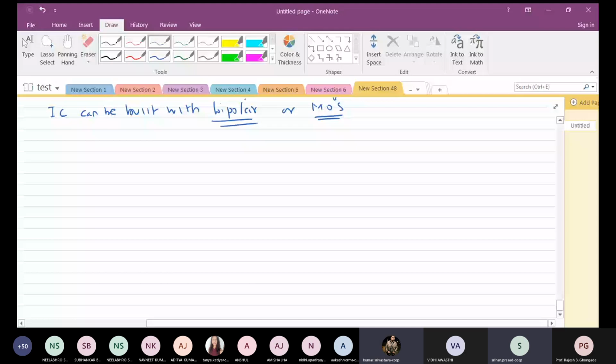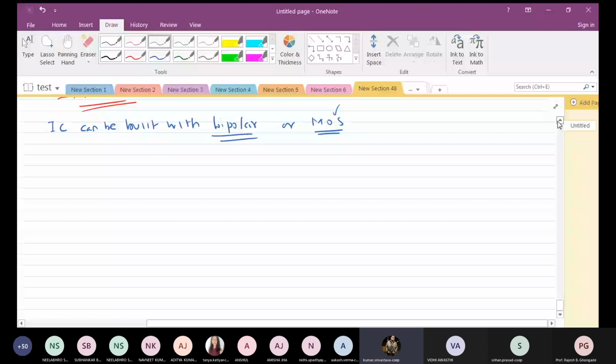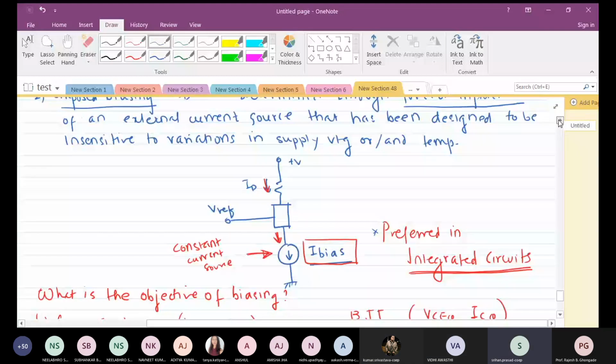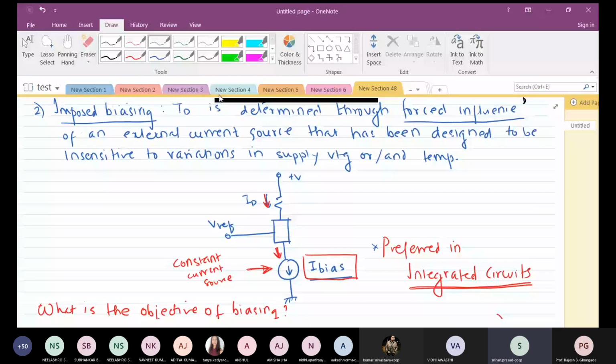Any more questions? Can you please scroll up for the imposed biasing circuit diagram? Sorry, I'm not able to get you properly. Can you repeat the question? Can you scroll up for the imposed biasing circuit diagram? Here it is. Okay, sir. Thank you, sir. No problem.